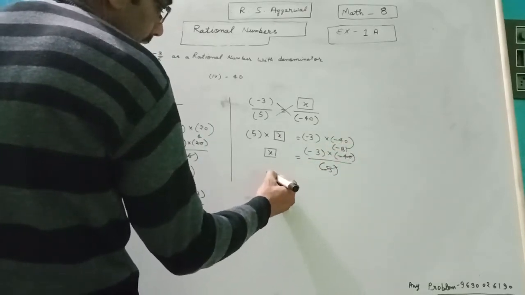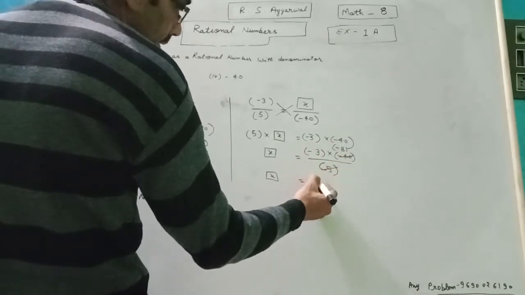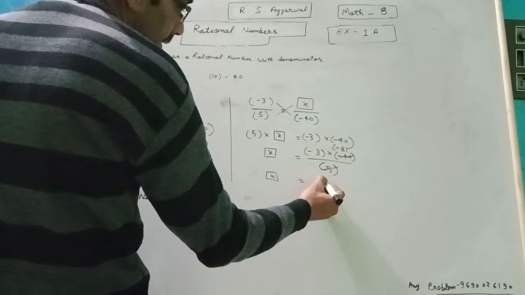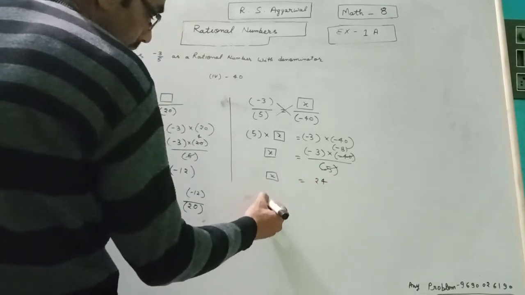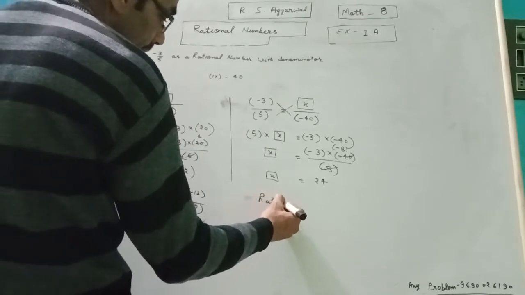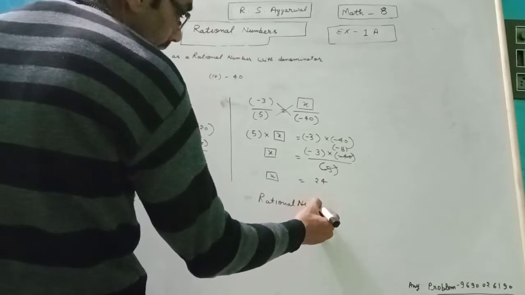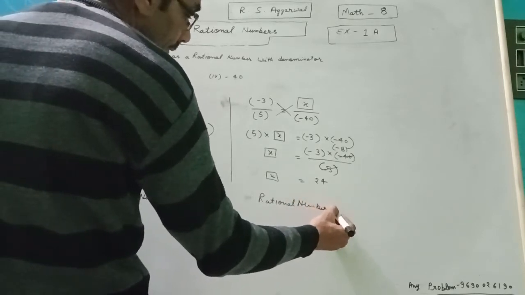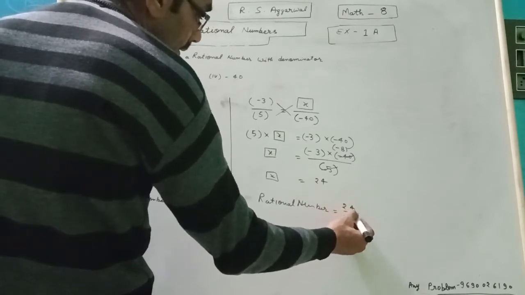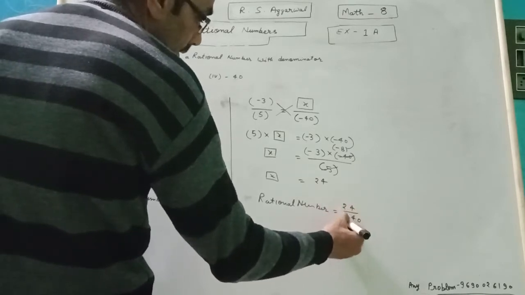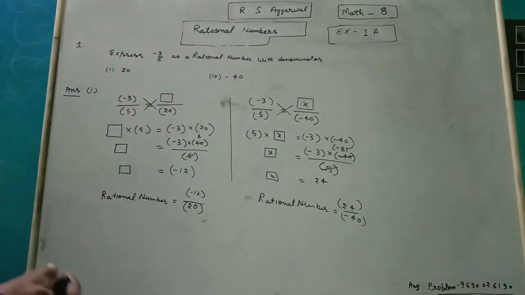Box or x is equal to minus minus plus, 8 threes are 24. So that rational number will be 24 upon minus 40. Question number 1 is complete.